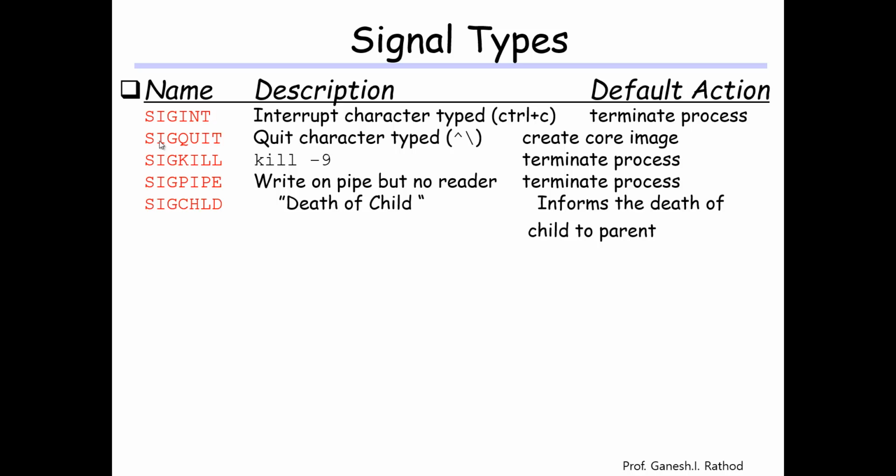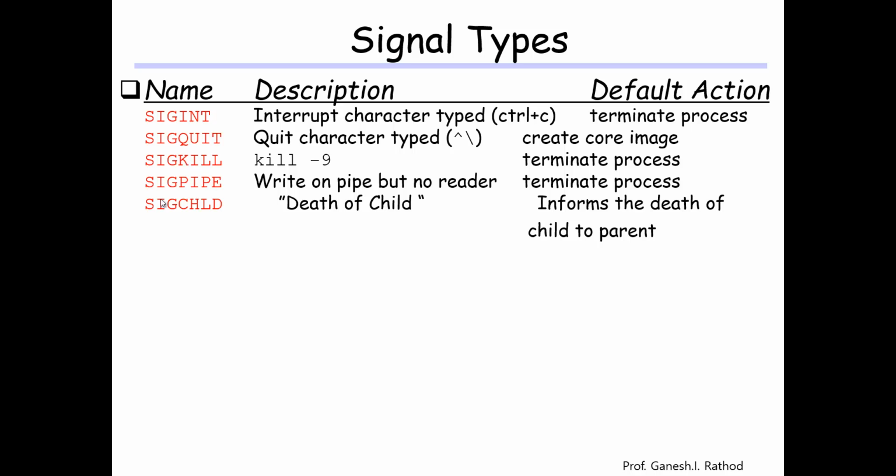Whenever you terminate a process using the kill system call or the kill command with the command name, in the background a signal called SIGKILL is sent to the process, signaling the process to terminate.